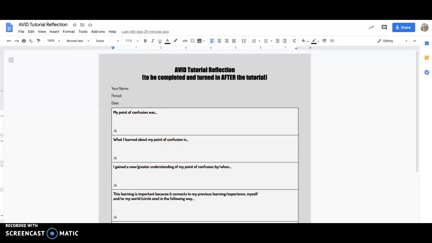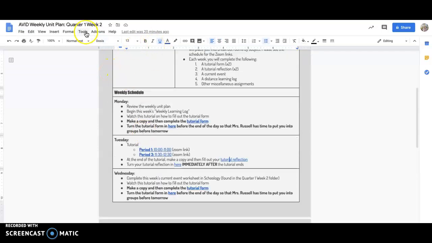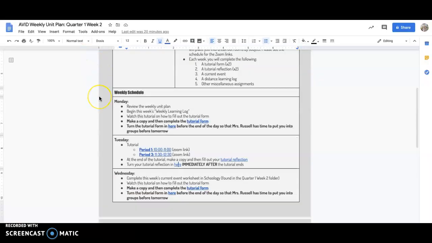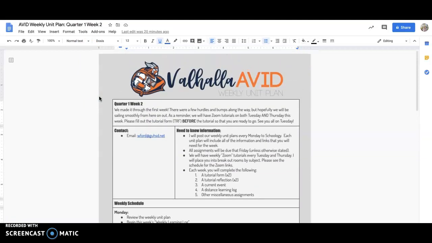Then you will again go back to your weekly unit plan. And then it says turn your tutorial reflection in here. You'll get the link, and then you'll go here and fill this out. Name, and then the tutorial link or tutorial reflection link. Okay, so I hope that all makes sense. It may sound a little overwhelming right now, but I promise you after the first week of tutorials, this is going to become second nature. You will know that you need to go fill out your tutorial form, turn it in on Monday night, and then after your tutorial on Tuesday, you'll turn in your reflection.